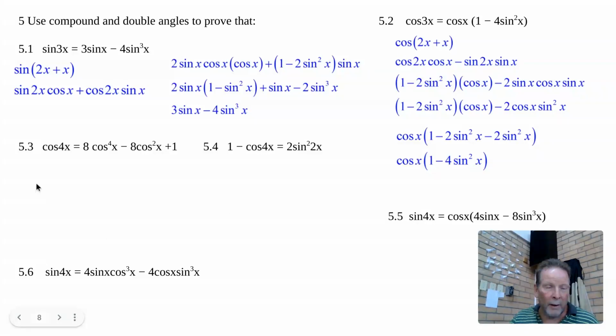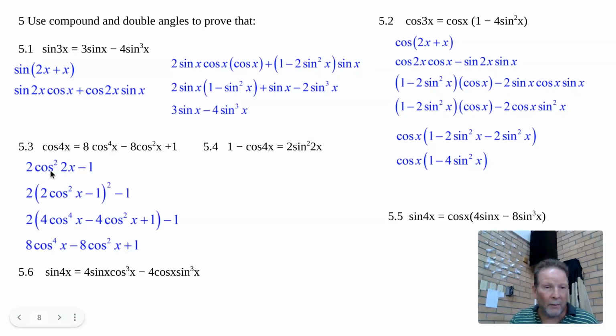Let's try this one. Cos 4x. Well, hey, I know what that is. That's the cos of 2 times 2x. And that means it's 2 cos squared 2x minus 1. You see, it's all in cos. I had 3 to choose from, but I chose the one that has cos squared in it. And now, cos 2x is 2 cos squared x minus 1. I just want to get to cos x. And we're supposed to square it, multiply it by itself.